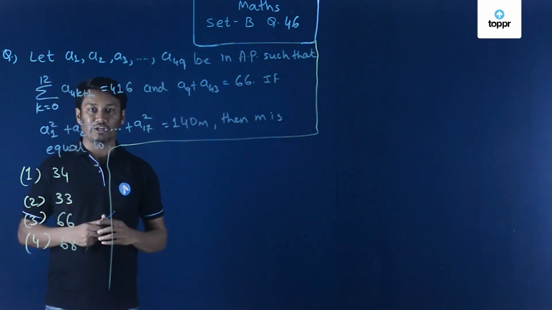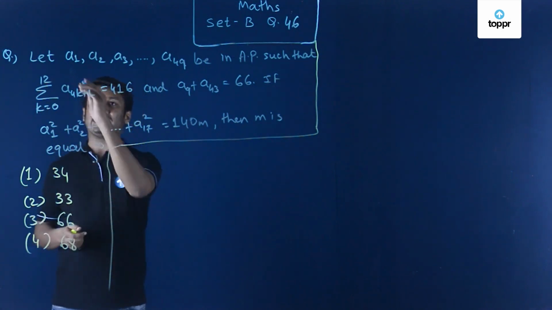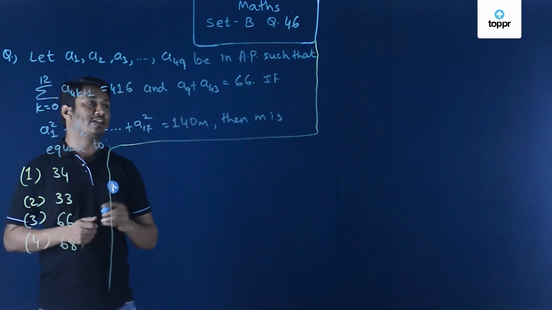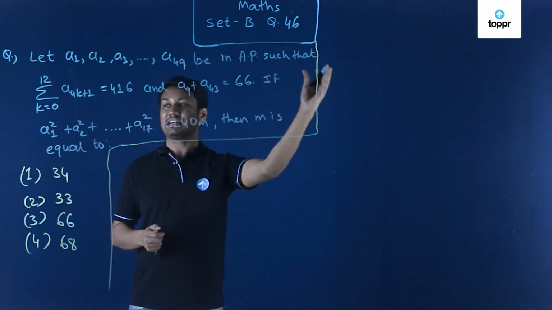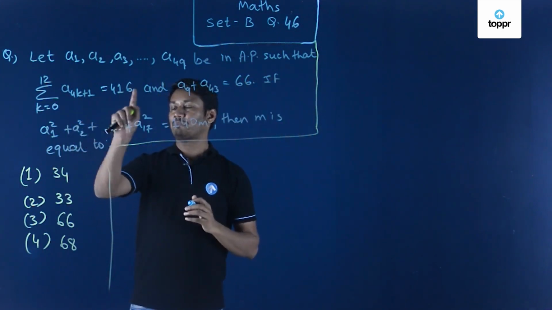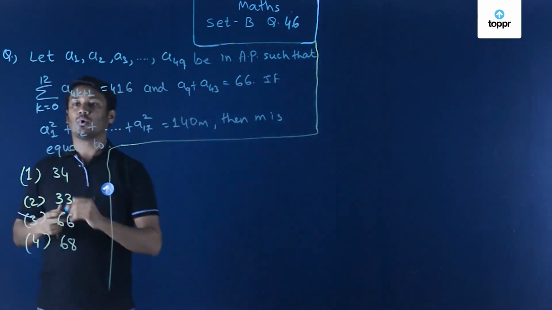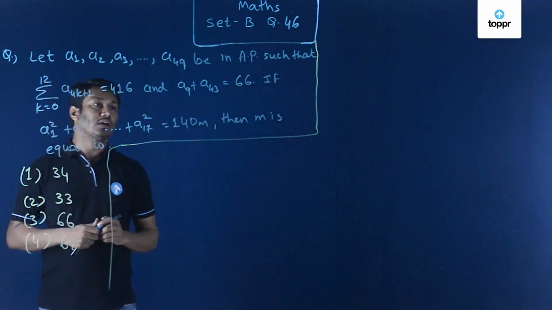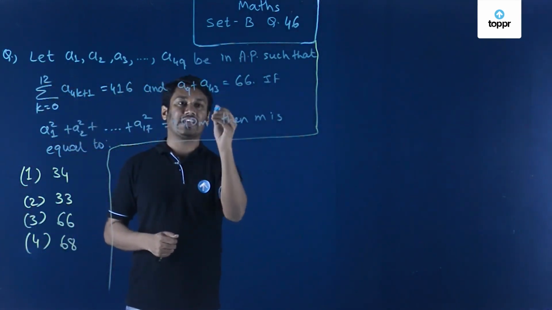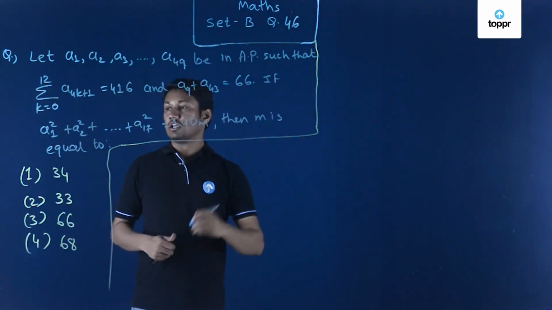Set B, question number 46. The question says, let A1, A2, A3 up to A49 be in arithmetic progression such that the summation of A4k plus 1 is equal to 416, where k varies from 0 to 12. And A9 plus A43 is equal to 66.